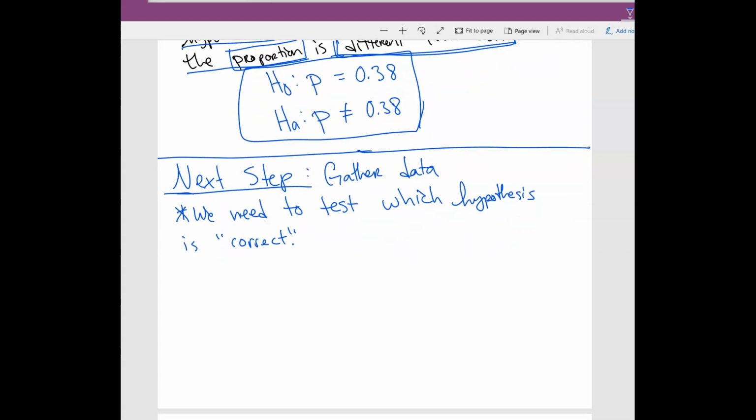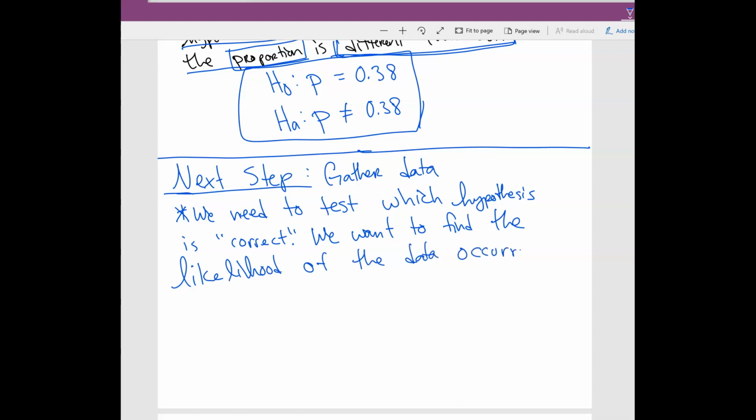So what we want to do is, let's go ahead and test it and see if the data is likely to occur. So we want to find the likelihood of the data occurring if the null is true. So if we know that the cards are really 50-50, what is the likelihood of me obtaining this data, this unusual data?